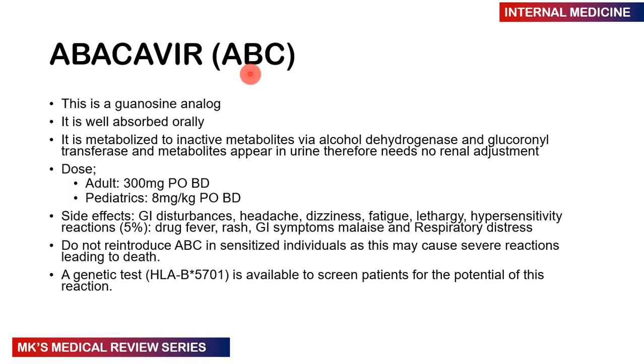Then the next drug is abacavir, abbreviated ABC. So this is a guanosine analog. It's well absorbed orally. It is going to be metabolized into inactive metabolites via alcohol dehydrogenase and glucuronidase, and of course these metabolites can be excreted in urine, so they do not need any renal adjustments. So you can give it at 300 milligrams two times a day orally, or in children 8 milligrams per kg twice a day orally. Side effects include GI disturbances, headaches, dizziness, fatigue, lethargy, hypersensitivity reactions, drug reactions, rash, GIT symptoms, malaise, and even some respiratory distress.